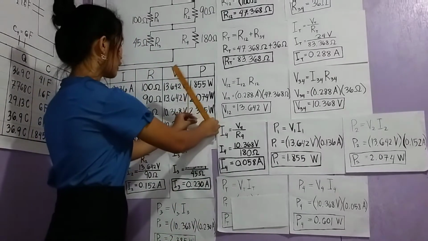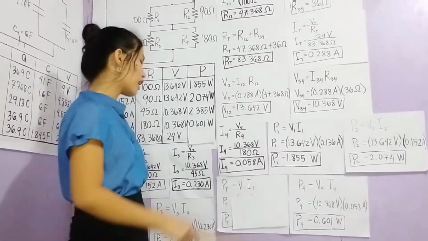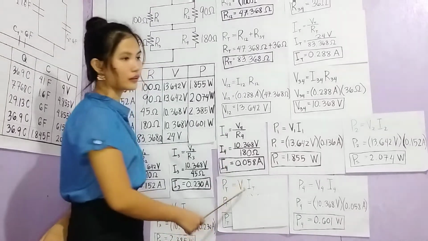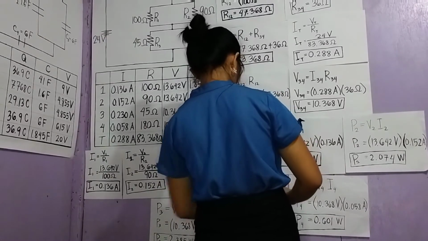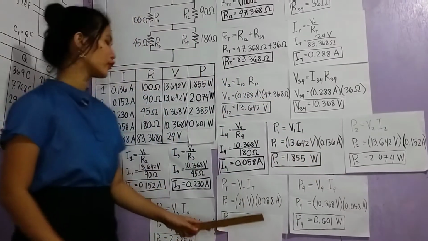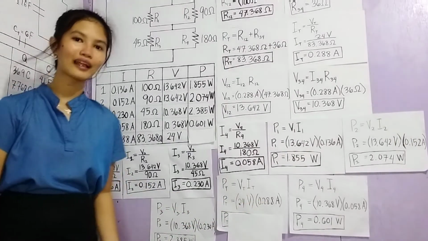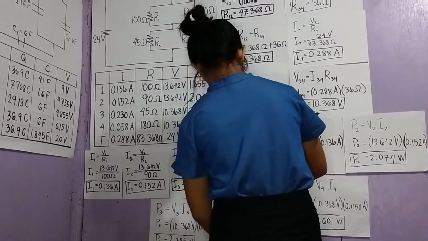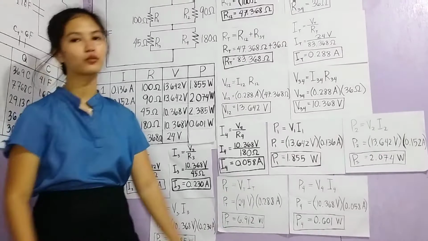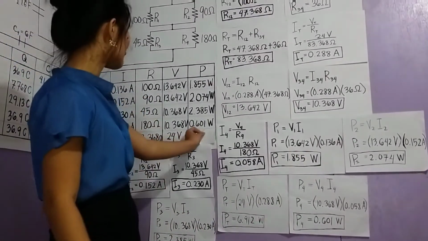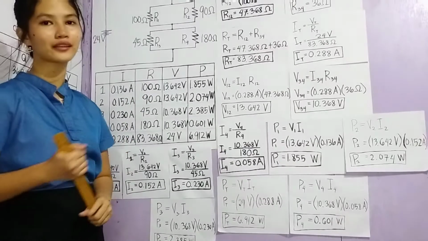Next, let's solve for the total power. In solving for P total, we will use the same formula. P total equals V total times I total, and putting down their values, we have 24 V times 0.288 amp. Using the calculator, we get an answer of 6.912 watts. So, here is our solution for the series parallel resistor.